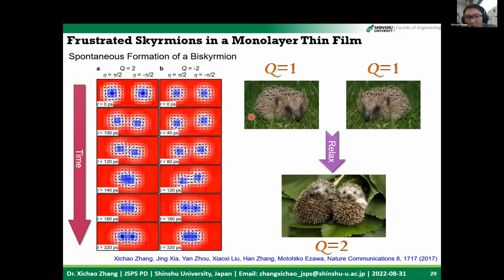In this work, we also find that two adjacent frustrated skirmings can merge into a single skirming. This can be treated as a bound state of skirmings. The merging of the two skirmings is subject to the relative helicity configurations of the two skirmings. That is to say, if you want to merge the two skirmings, you will need to put them close to each other, and they should have opposite helicity numbers.